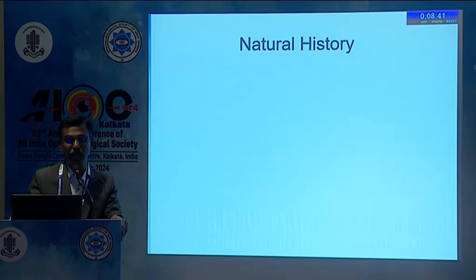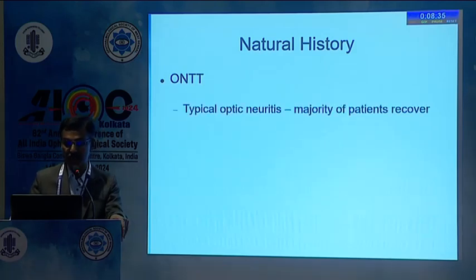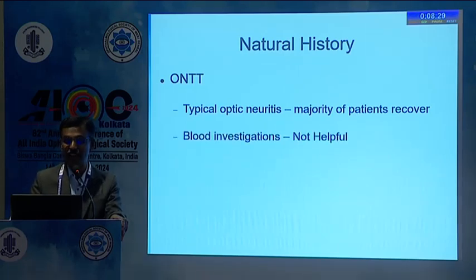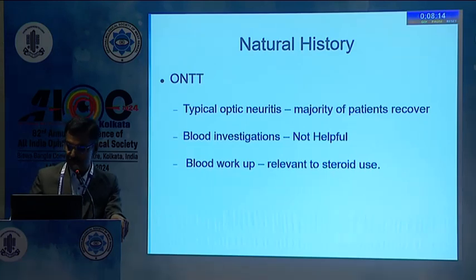So in order to evaluate these patients, we need to know the natural history of optic neuritis, which has been appropriately told by Dr. Durga. In typical optic neuritis, the majority of patients recover, as told by the optic neuritis treatment trial, and it has also found that blood investigations are not very helpful. All the blood workup required according to the ONTT study is only relevant to steroid use, like blood sugars, and not an extensive workup.